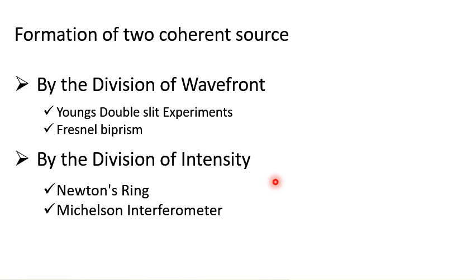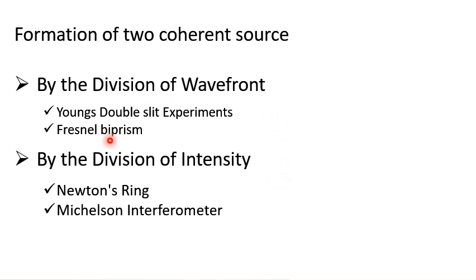I want to say one thing: even if you use two sodium lamps and want them to behave like monochromatic coherent sources, these two sources will not behave like two coherent sources, because the time of production of photons inside the two sodium sources is never the same, and therefore they do not behave like coherent sources.